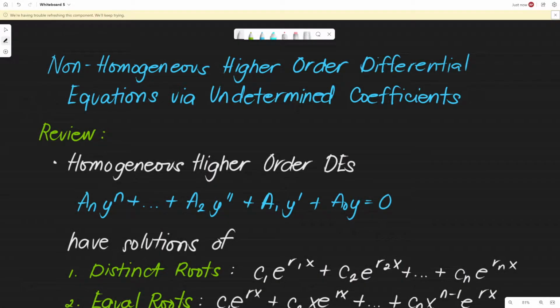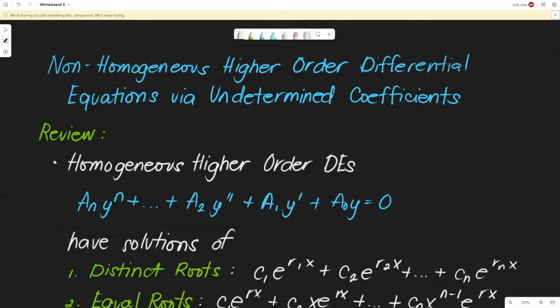Hello everyone. So for today we will be discussing non-homogeneous higher order differential equations. Previously we have discussed homogeneous higher order DEs. So now, dadako naman tayo sa non-homogeneous higher order differential equations. There are two main ways of solving them: first, via undetermined coefficients, and second, via variation of parameters. In this lesson we will be discussing the method of undetermined coefficients.